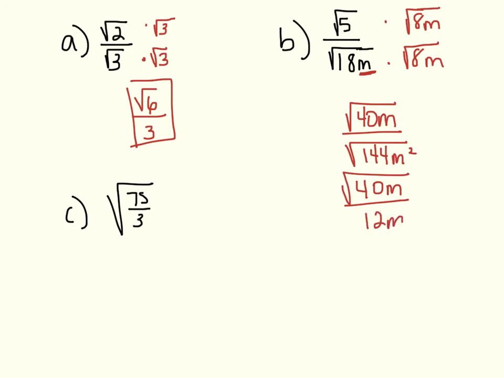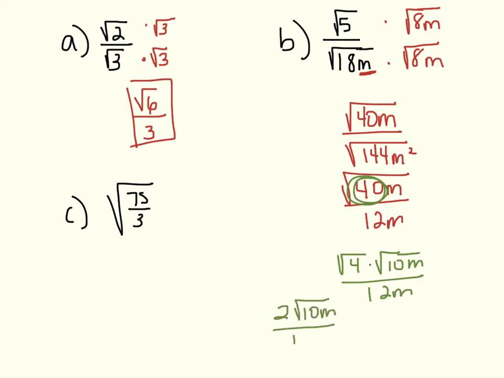But we are still not done. Here's why. That 40 is a red flag. I can break the square root of 40 down into the square root of 4 times the square root of 10. And then the m just stays there. The bottom is just 12m. The square root of 4 is 2 times the square root of 10m, divided by 12m. I'm still not done, because I can simplify 2/12 into 1/6. So that would be the square root of 10m divided by 6m. So my final answer is the square root of 10m divided by 6m.